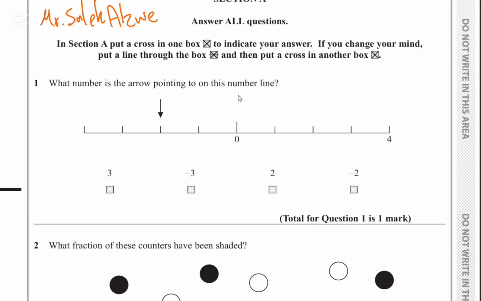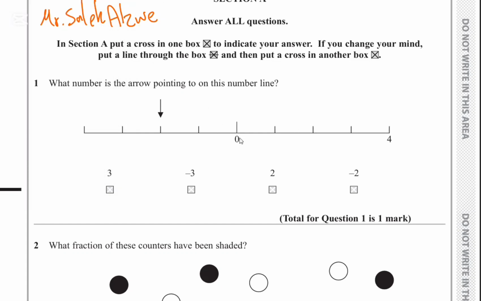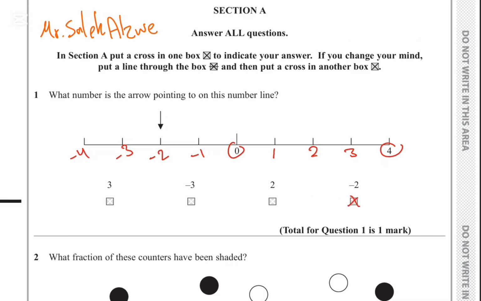So for question one here, as we can see, this is a number line. If we want to know the different numbers right here, we should figure out the steps that we're going. Since here we have 4 and here we have 0, that means we're going one step each time. That means this must be 1, this is 2, this is 3. That means we must be going backwards at the same rate. So this is -1, -2, -3, and -4. Now it's obviously pointing to -2, so the answer is -2.